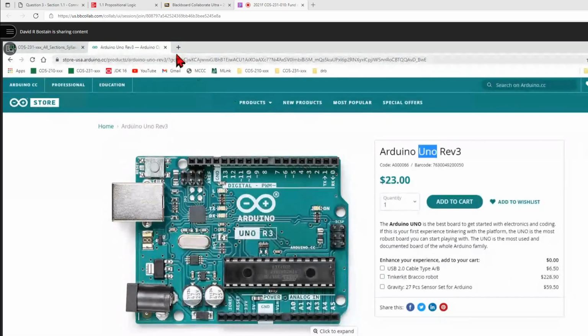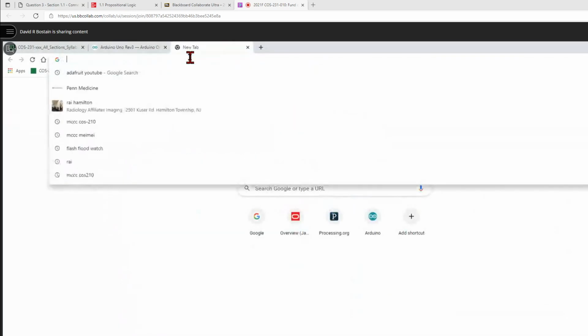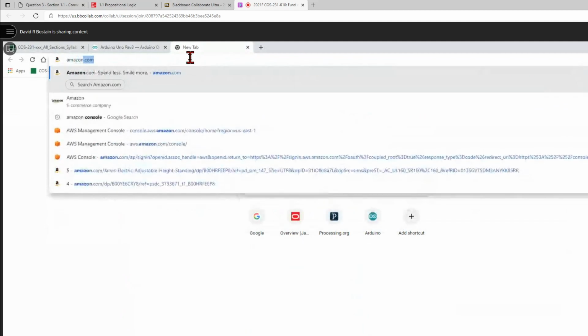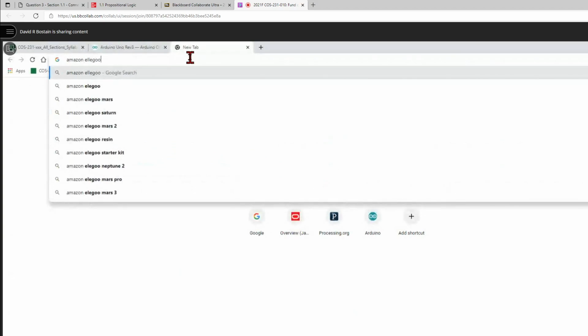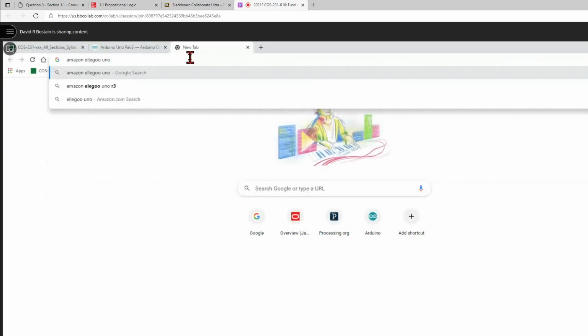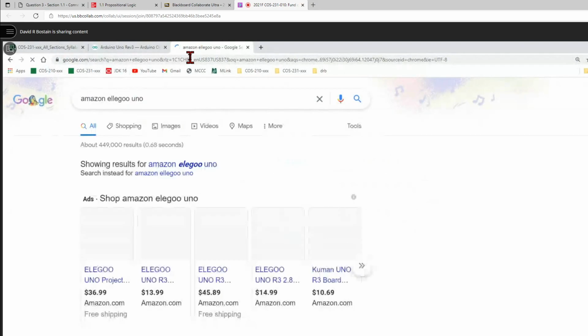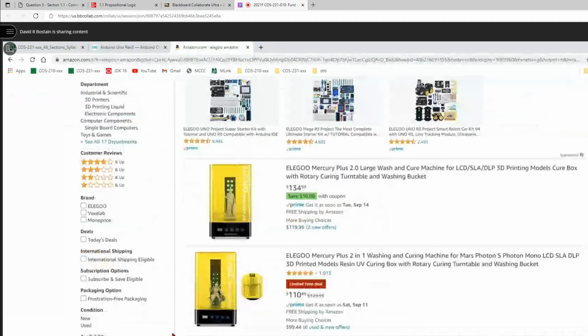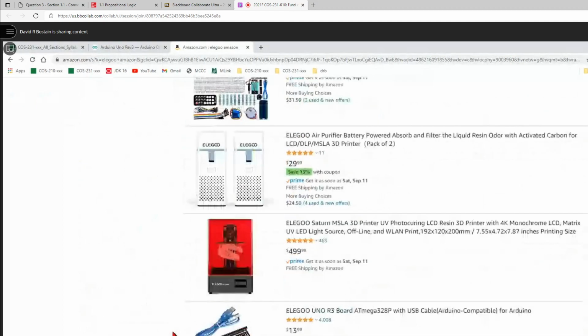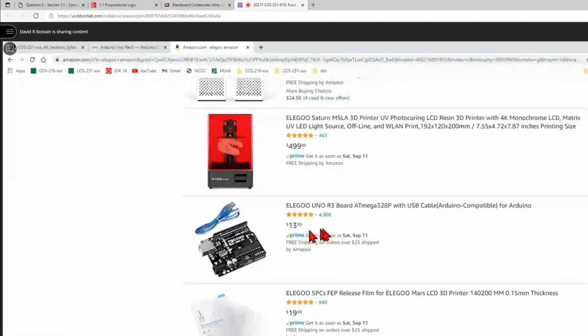Now, another place you can get an equally good one is on Amazon. You type Amazon Elegoo Uno. And if we go to the Elegoo site, we scroll around, we'll find right here the Elegoo Uno Rev 3 ATmega328P with the cable for $13.99. So it's slightly cheaper and you get the cable.